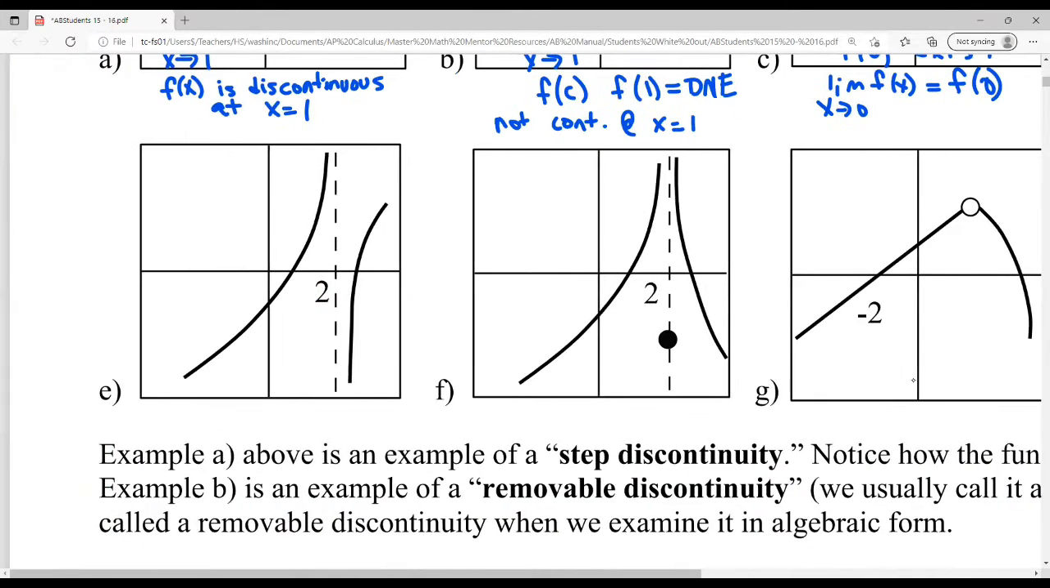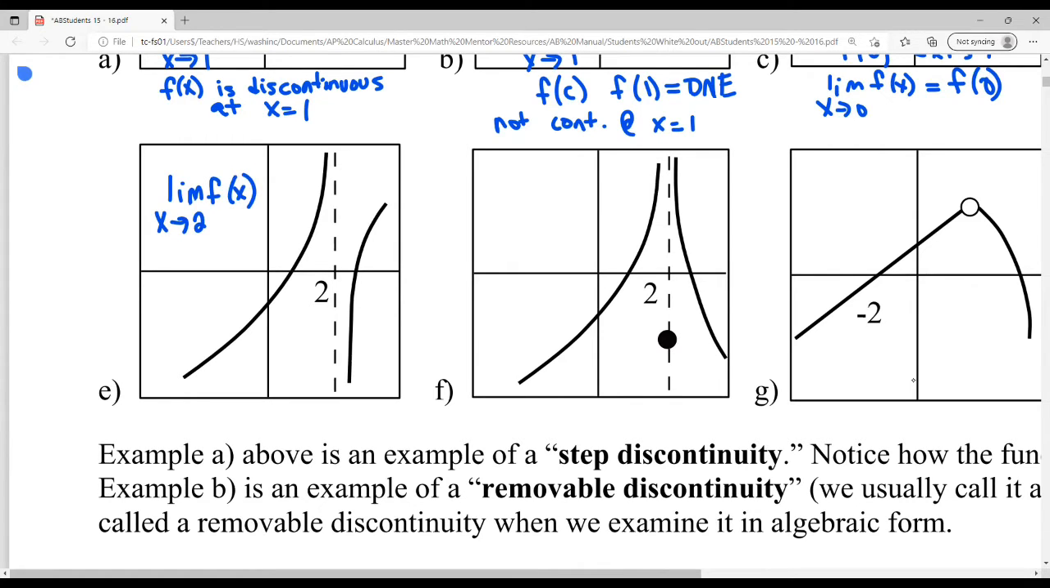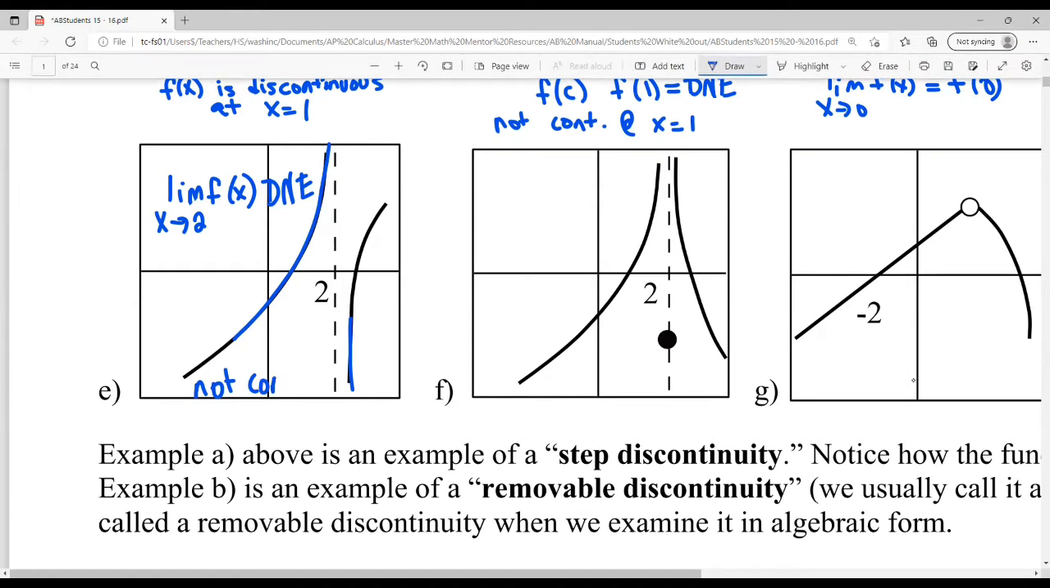All right, moving on, looking at part E. If we look at part E, we want to know, is this continuous at x equals 2? It should be pretty obvious that it's not continuous at x equals 2. We approach the asymptote here, we approach the asymptote here. So the limit doesn't exist. And since that limit doesn't exist, our function is not continuous at x equals 2.